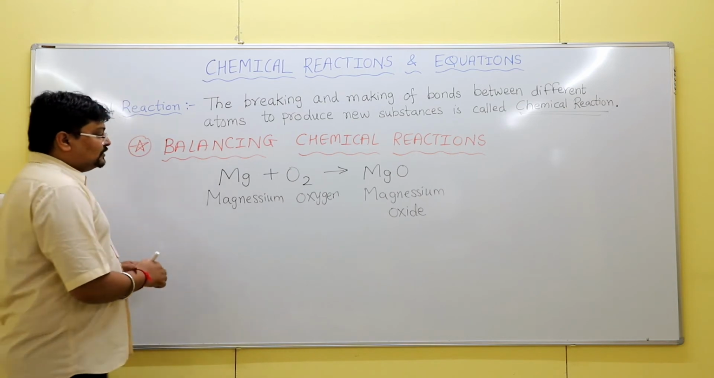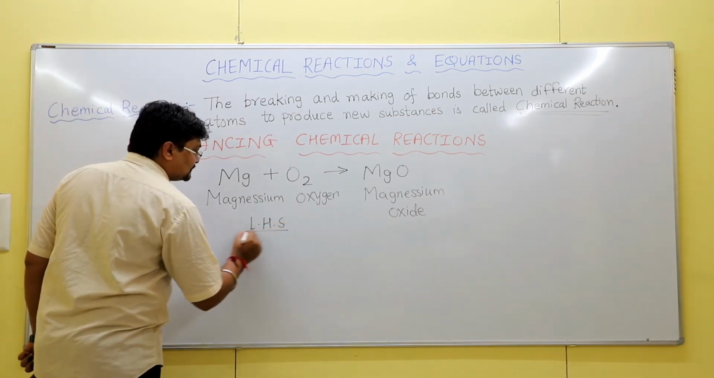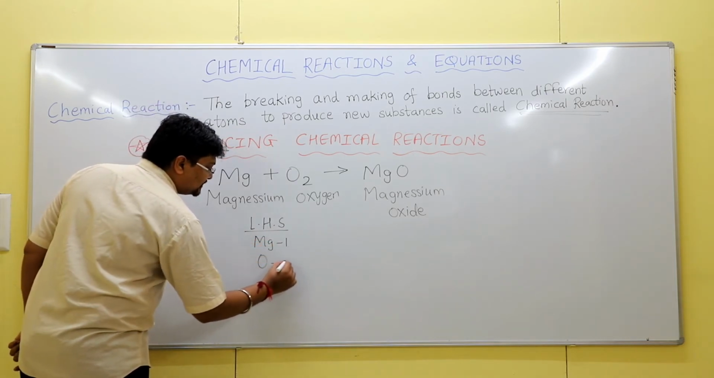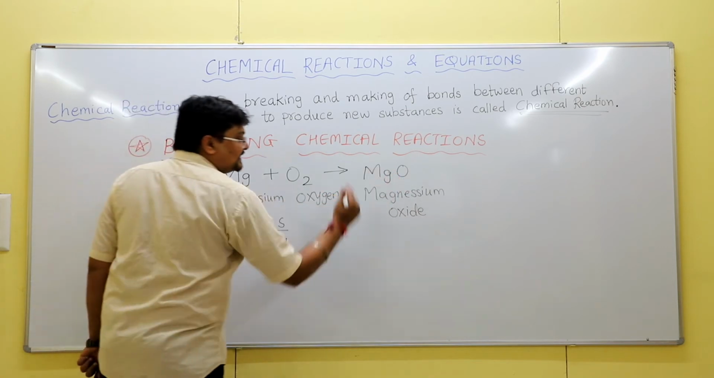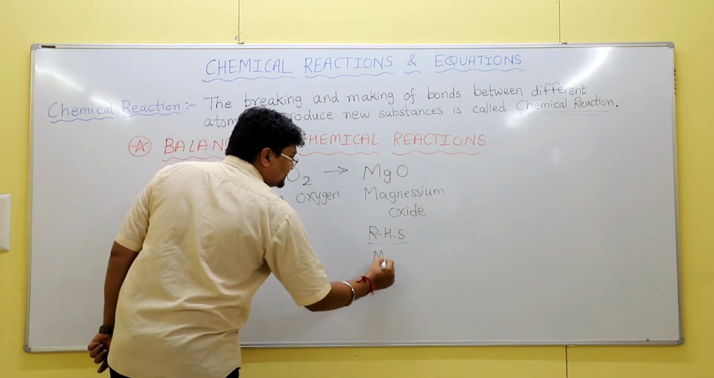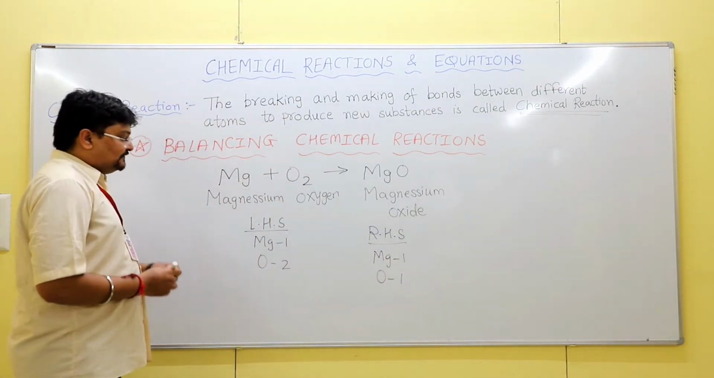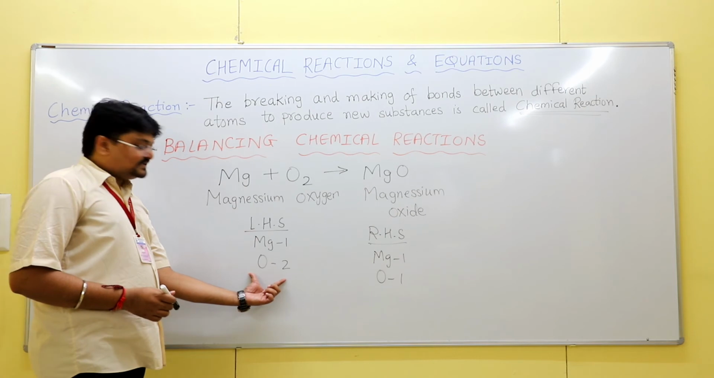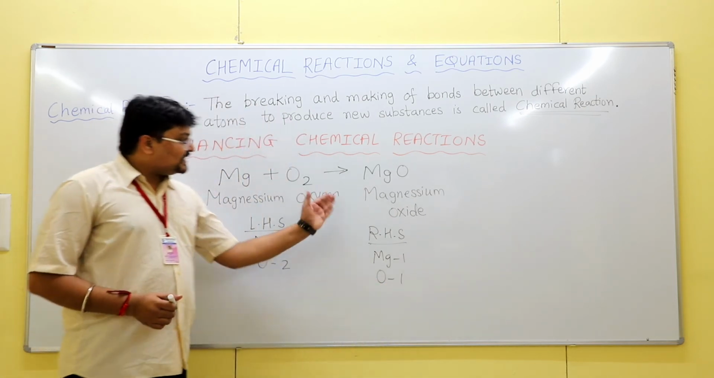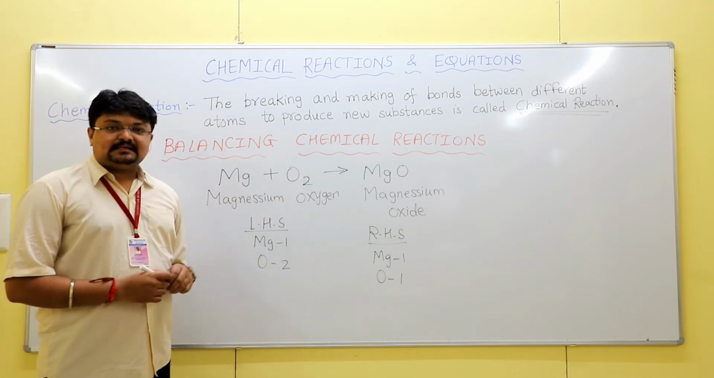Now, if you see over here on the left hand side, Mg is 1, oxygen is 2. Now on the right hand side, magnesium is 1, but oxygen is also 1. If you see over here, there is a mismatch in the oxygen atom. Here oxygen is 2 and here oxygen is 1. So this reaction right now is not a balanced reaction. Now how will we balance this reaction?